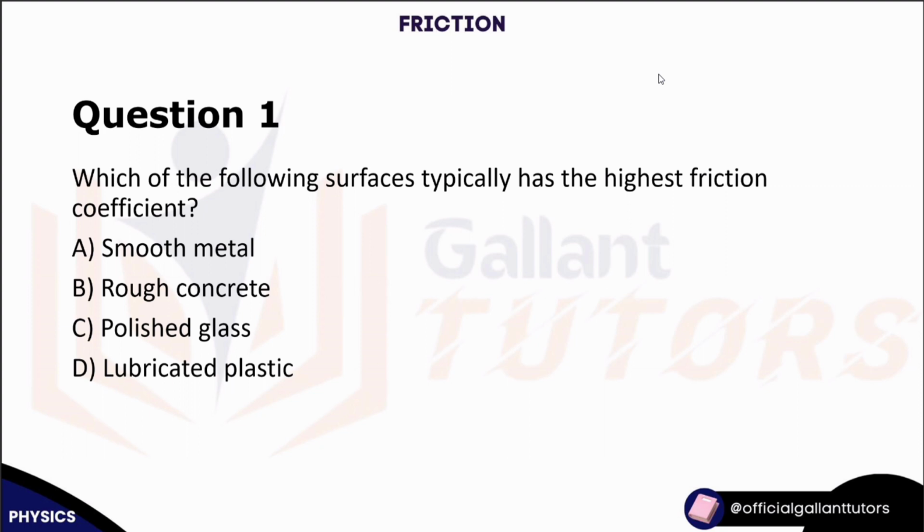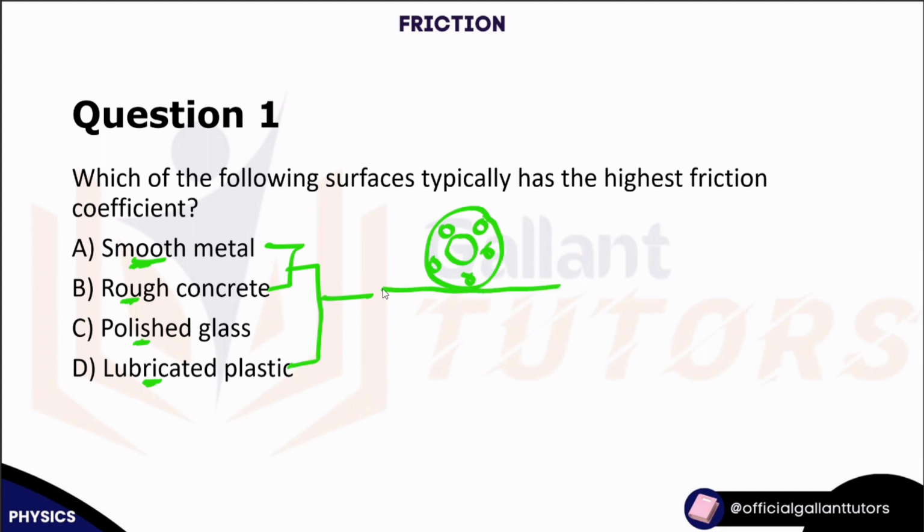Alright, the first question. Which of the following surfaces typically has the highest friction coefficient or the coefficient of friction? We have here smooth metal, we have rough metal, we have polished, and we have lubricated. You should know that this and this are more or less the same thing, because the frictional force experienced by a smooth metal, let's say something like a ball bearing, and a smooth surface, the friction between them will be less, right?